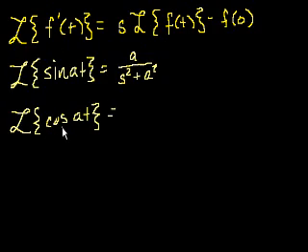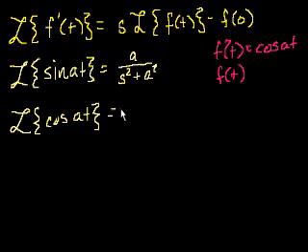Well, if we assume that cosine of at is the derivative of some function, what is it the derivative of? If f prime of t is equal to cosine of at, what is a potential f of t? Well, it's the antiderivative, and we can forget about the constant because we just have to know an f of t for which this is true. So what's the antiderivative of cosine of at? It's 1 over a sine of at.